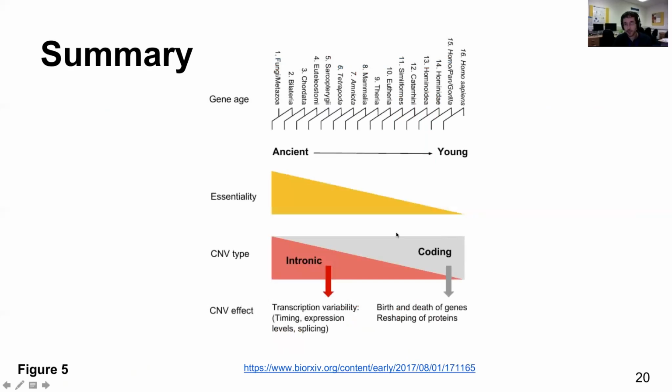But then in evolutionary young genes, the copy number variation in coding regions will be more frequent, and this is probably accounting for a lot of gene birth, so the birth of new genes by duplication, also the death of genes that tend to be eliminated more often, and maybe also reshaping of proteins by partial exonic CNVs as well.